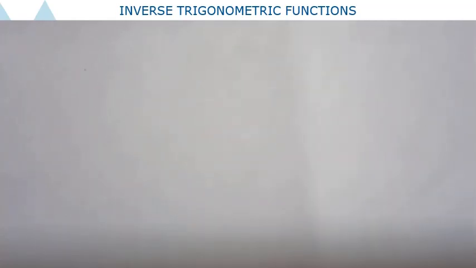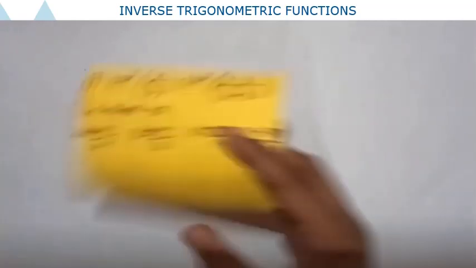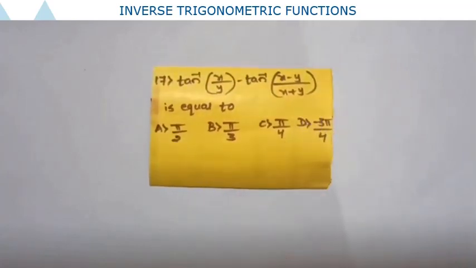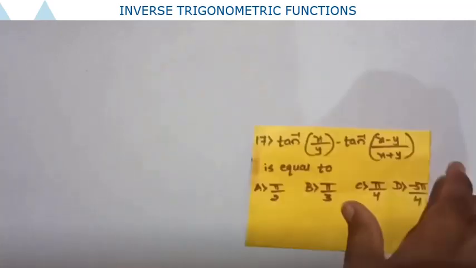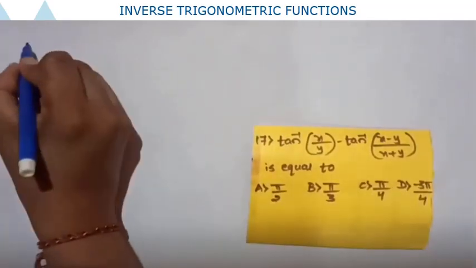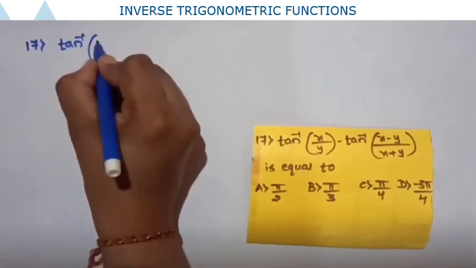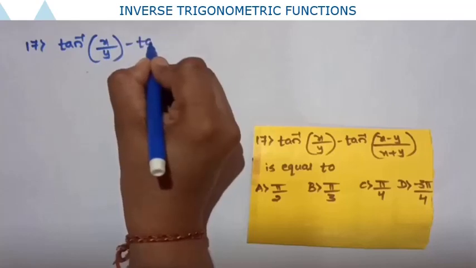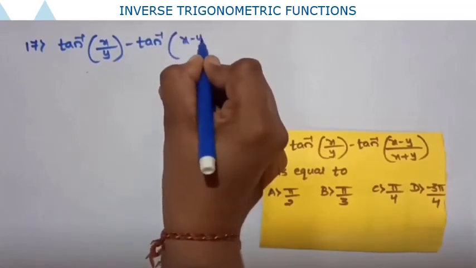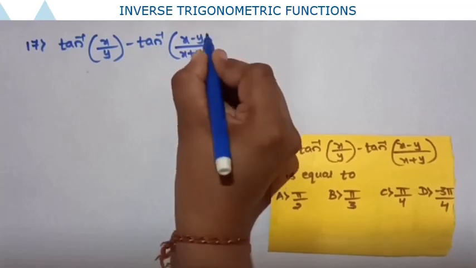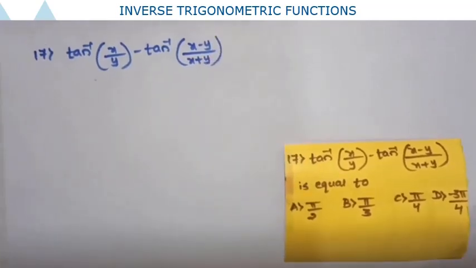So what is the 17th example? We'll see. The 17th example is here: tan inverse of x by y minus tan inverse of (x minus y) by (x plus y). The options are pi by 2, pi by 3, pi by 4, and the last answer is minus 3 pi by 4. So what is the sum here? Tan inverse of x by y minus tan inverse of (x minus y) divided by (x plus y). This value I want to find here.